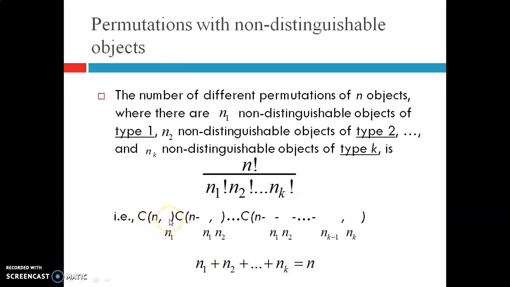That is C(n, n1), C(n minus n1, n2), up to C(nk, nk). So n1 plus n2 plus up to nk is equal to n.